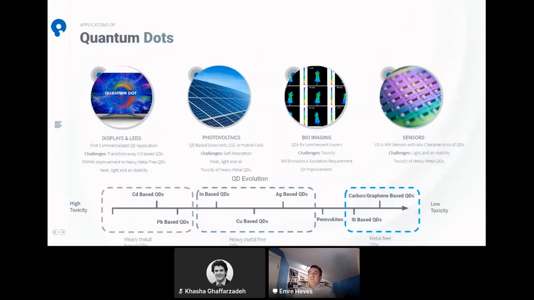And let me give you the evolution of quantum dots. So typically, the technology started with heavy metal-based quantum dots, cadmium-based, lead-based, and then the requirement of lower toxicity drove the technology to heavy metal-free compositions such as indium-based, silver-based, or copper-based quantum dots. And lately, since people tend to look for no toxicity or low toxicity, there are two very strong alternatives. One of them is carbon and graphene-based quantum dots, which will be the topic of our talk today.